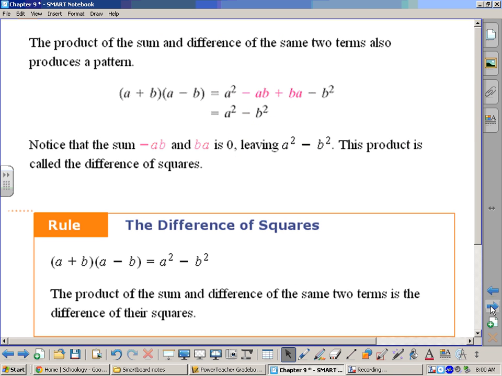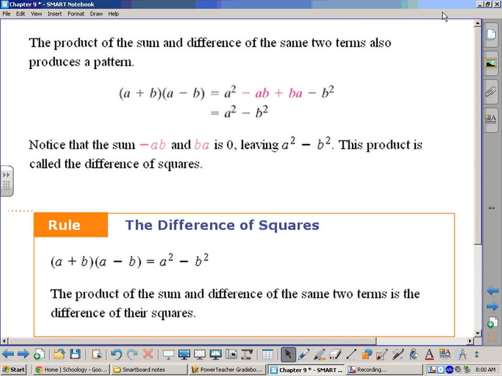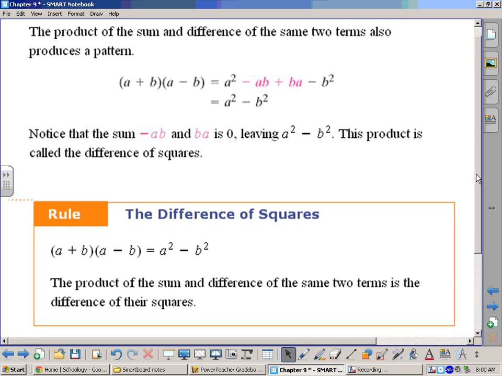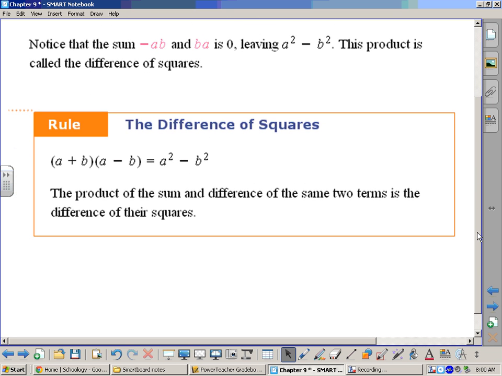There's one more formula for me to present to you, and then we'll end the lesson for today. There are going to be situations where we have two things that look like they're the same that we're multiplying, but one will have a plus in it and one will have a minus in it. The formula is just a squared minus b squared.